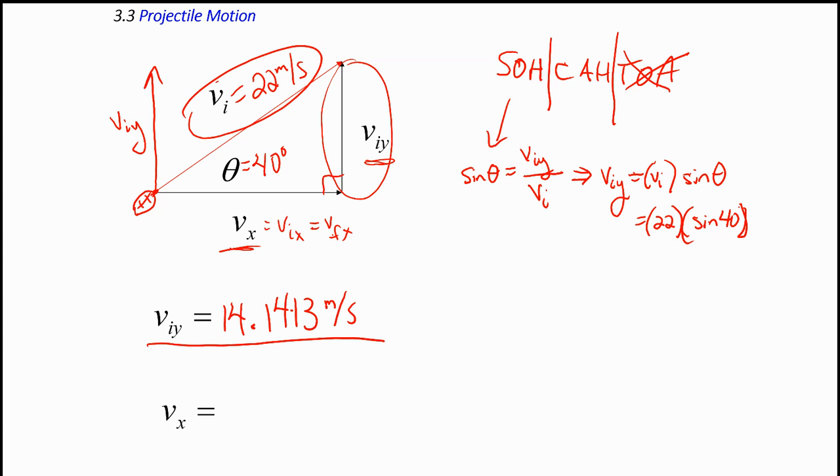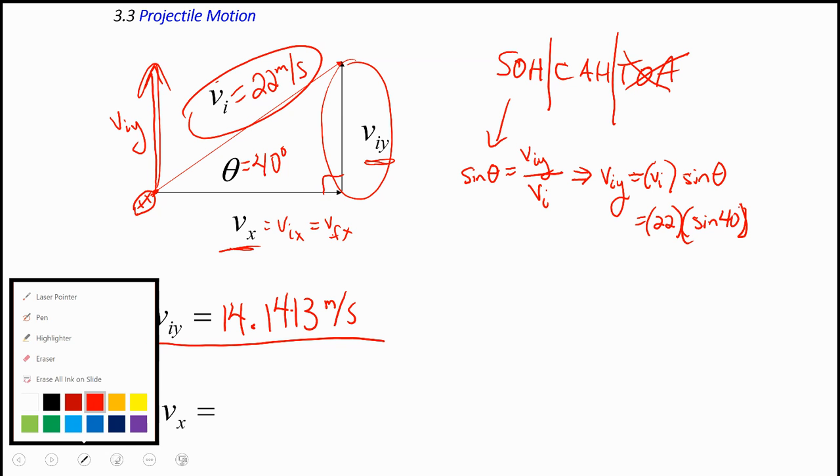What this tells me is when they kick the football at 22 meters per second, it's actually moving upward at this 14.14. That's in essence what it's doing. That's a component of it. That's a portion of that actual velocity.